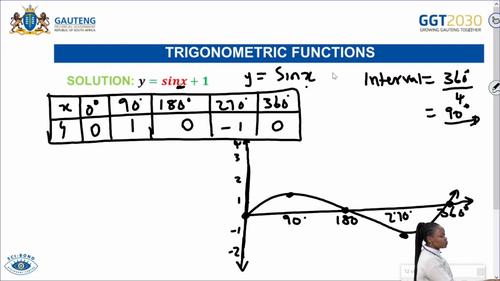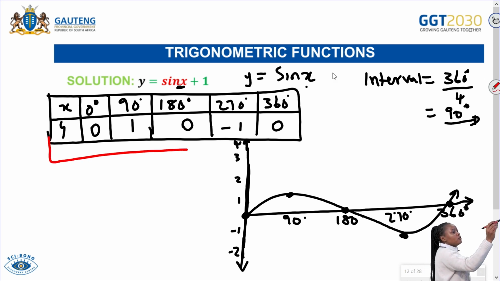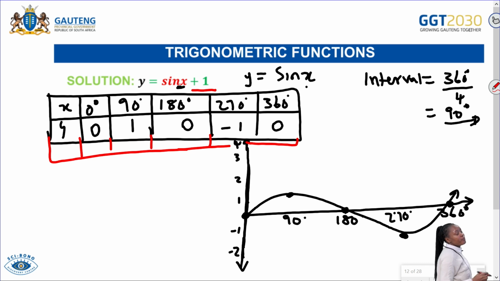Okay, so now we need to find the corresponding values of y for which graph? For this graph, whereby now we have plus 1, right? Okay, so instead of starting from 0, it's now going to start at 1, and then it's going to be at 2, it's going to be at 1, it's going to be negative 1 to 0, from 0 to 1. Okay.